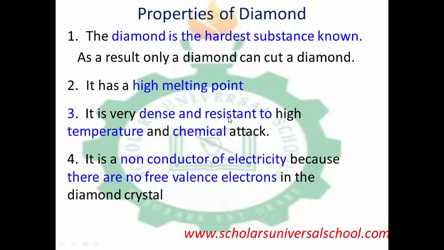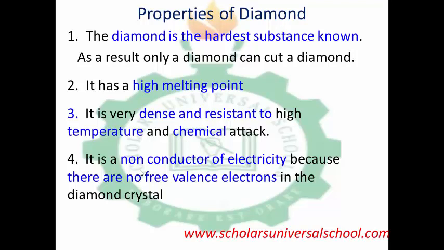Even ordinary water, moisture, and air can cause rusting of iron. But diamond does not subject itself to such chemical attack. It is also a non-conductor of electricity. This is because diamond does not have a mobile electron in its outermost shell. None of the valence electrons is free. So that is why it cannot conduct electricity.